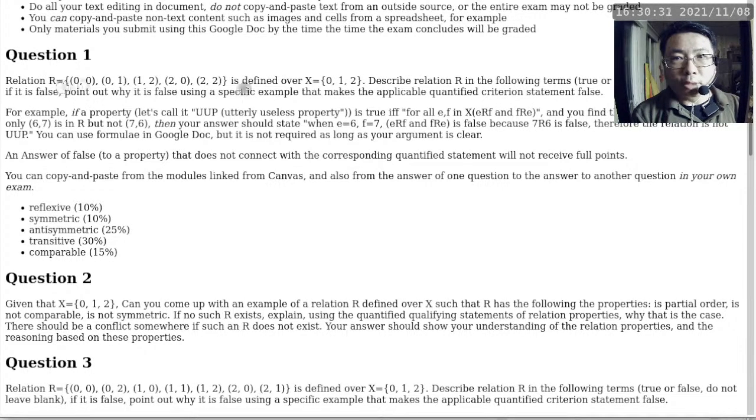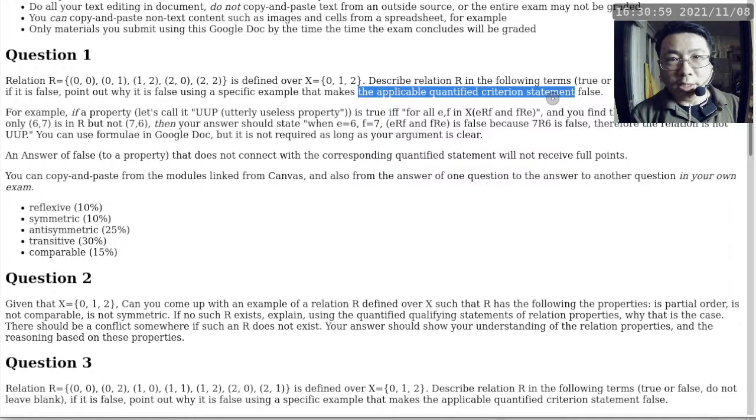Relation R is this particular set. It is defined over X, which only has 0, 1, and 2 as its elements. Describe relation R in the following terms. True or false, do not leave it blank. If it is false, point out why it is false using a specific example that makes the applicable quantified criterion statement false.